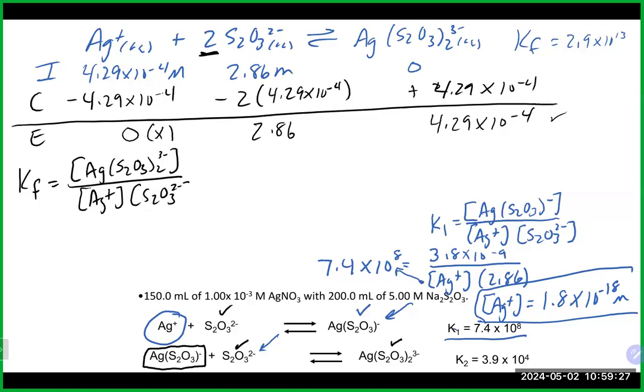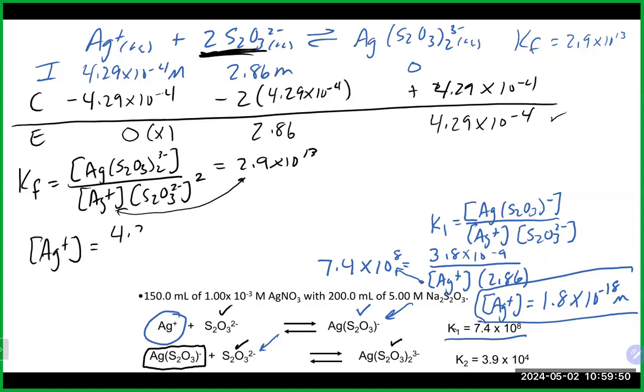And now because we are using this equation, we do need to square it, and we do need to use the KF that we calculated as well. So if you wanted to go right after the silver after this first table, you could. We again will basically just switch these around, and that will give you that the silver in this case would equal our 4.29 times 10 to the minus 4, which is our complex ion, divided by 2.9 times 10 to the 13, and our 2.86, which we would square in this case by putting our numbers in.